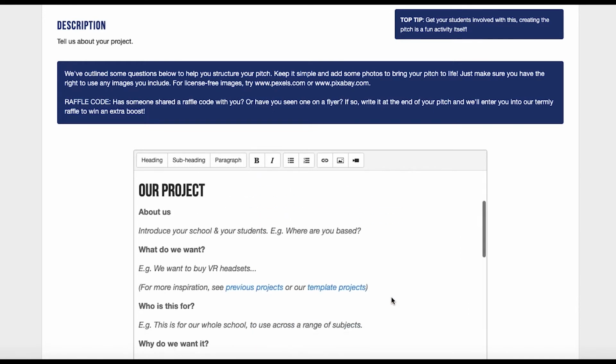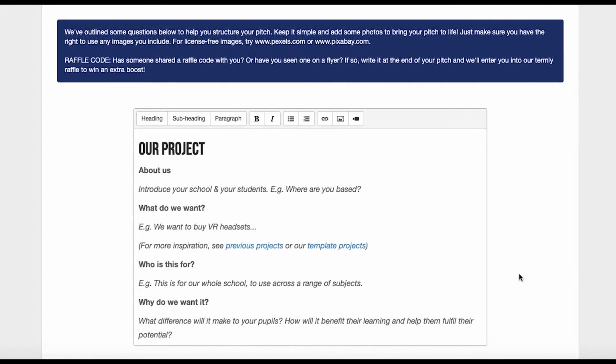Now for our project. This is the area where you can really explain the nuts and bolts of your project to the outside world. Remember, there might be some people looking at this page who know nothing about your school, so try to be as clear as possible. Write something which conveys the passion and urgency behind your project, about why you need the equipment you're fundraising for and how it will benefit your students. Donors are much more likely to donate if they understand why you need their money.